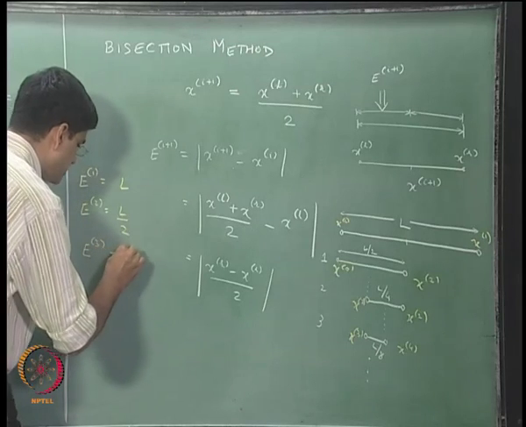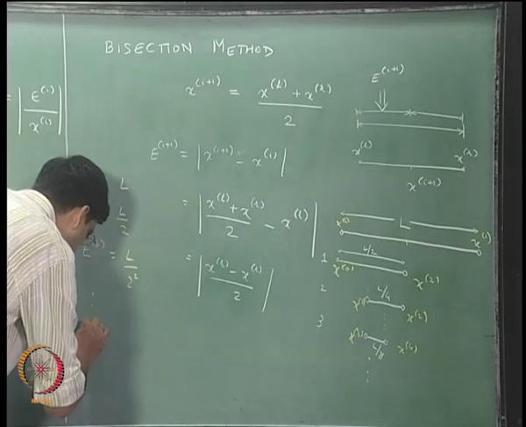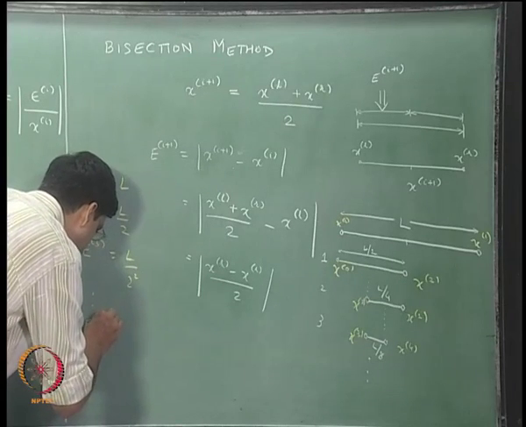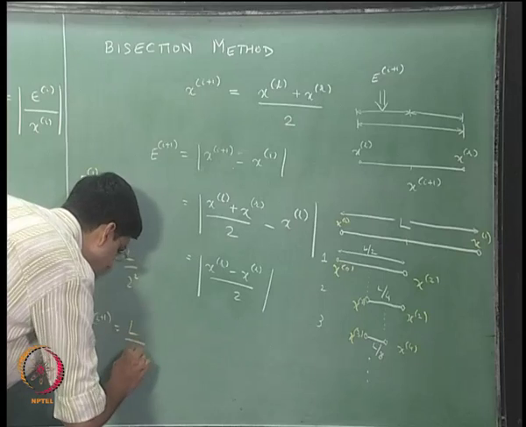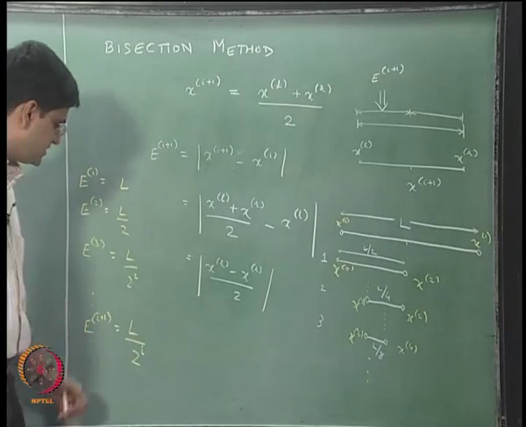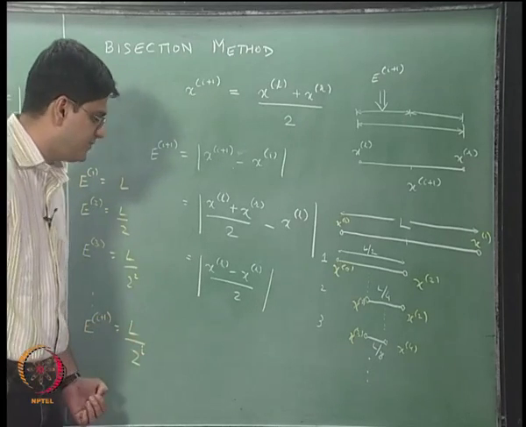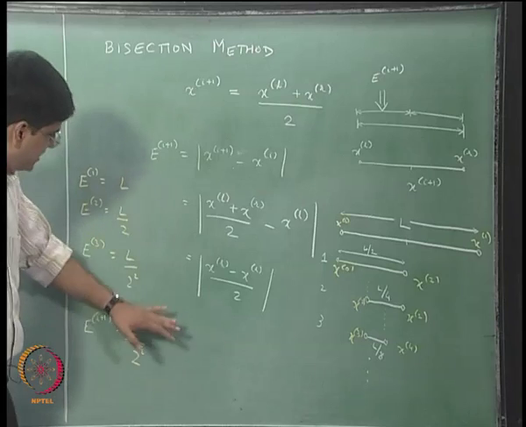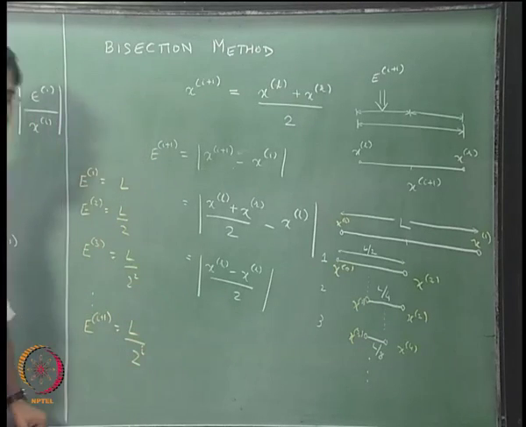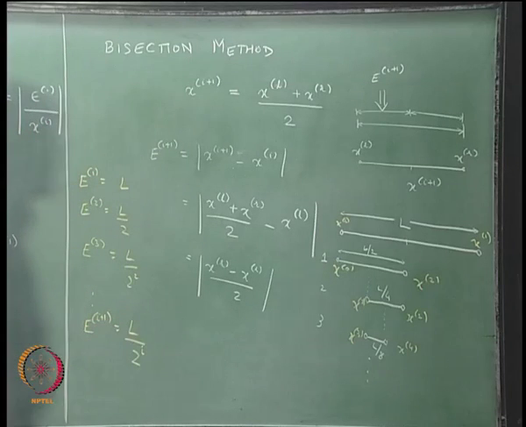E3 was L by 2 squared, and so on. Our E_{i+1} was nothing but L divided by 2 to the power i. So this is the error in the current iteration of the bisection method, and as you see, as the number of iterations of the bisection method increase, every time we are going to halve the particular error that we have.